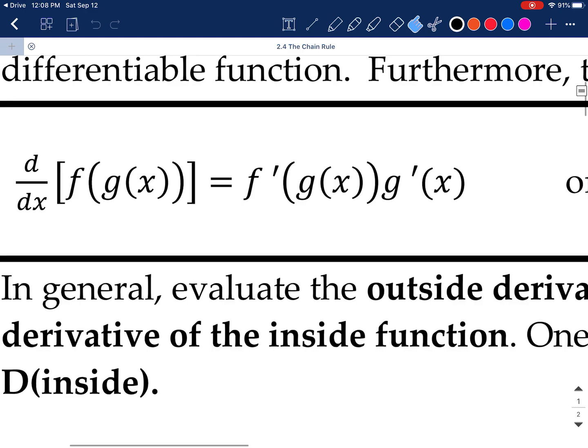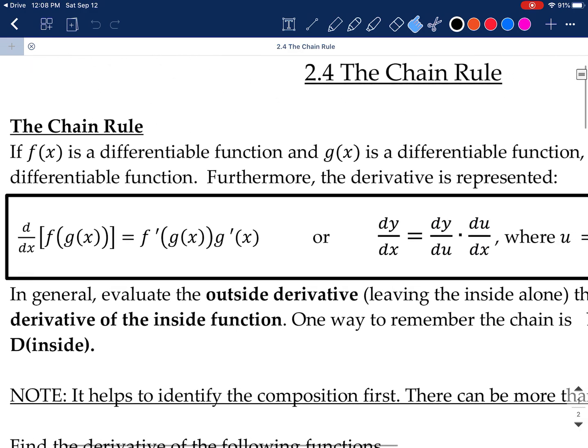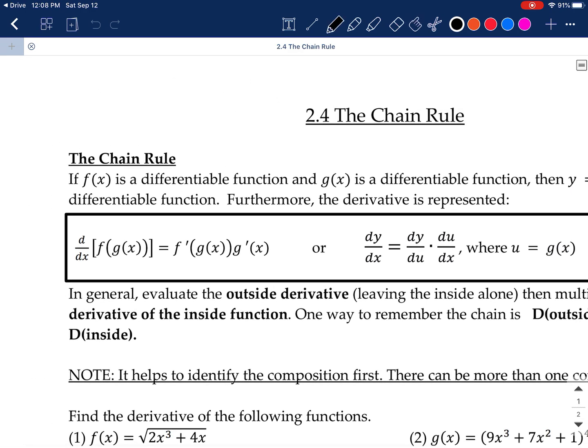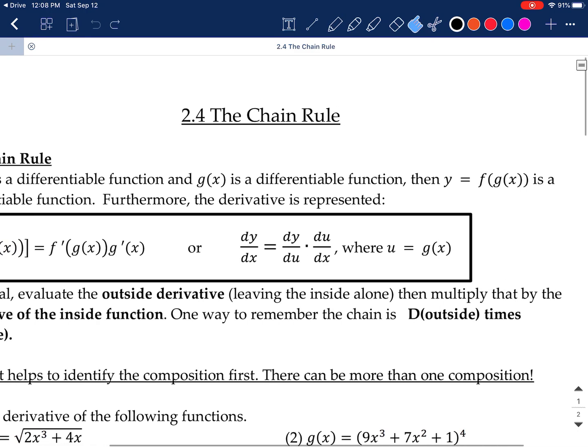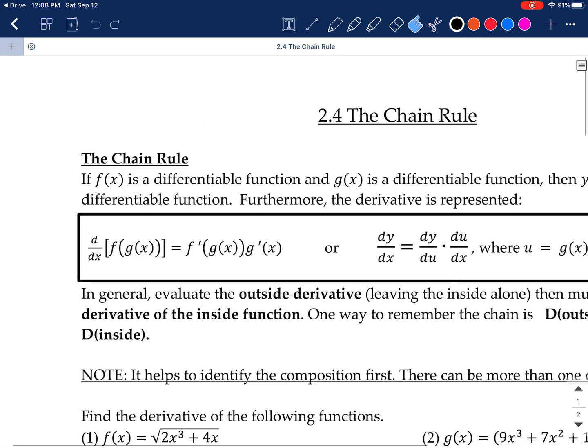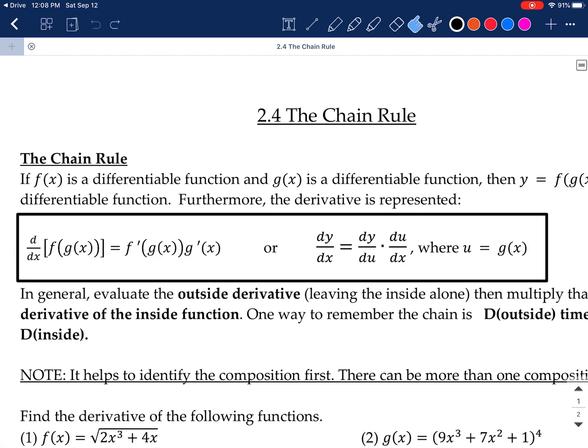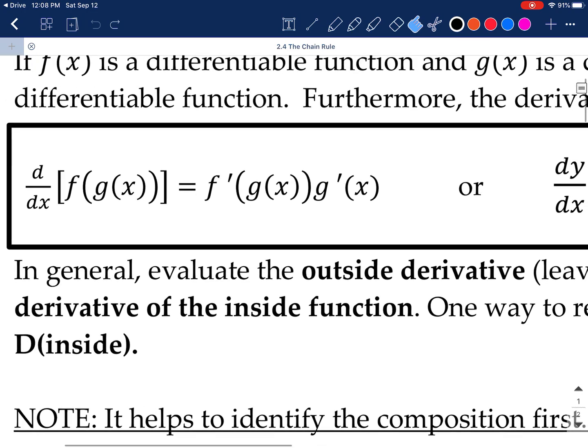So we've got a composition of two functions. We should note f and g are both differentiable. So f and g are both nice differentiable functions, and y equals f of g of x then is also differentiable. So differentiability passes through with composition as well. So we're going to have everything nice and differentiable.